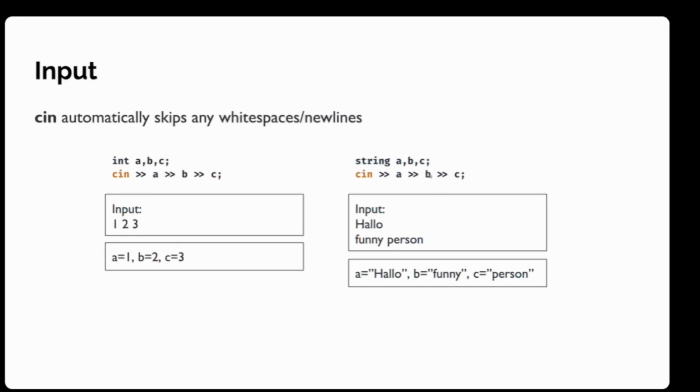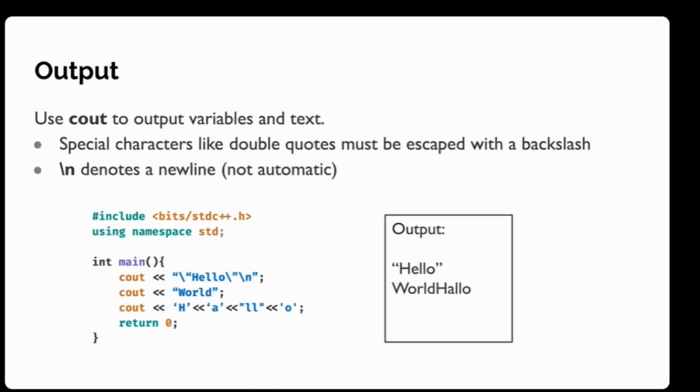But if you look at strings, if you try to assign "hello funny person", B won't be assigned "funny person". B will only be assigned "funny" because there's a white space between funny and person. So C will be assigned "person". So be a bit wary about that because that can sometimes happen.